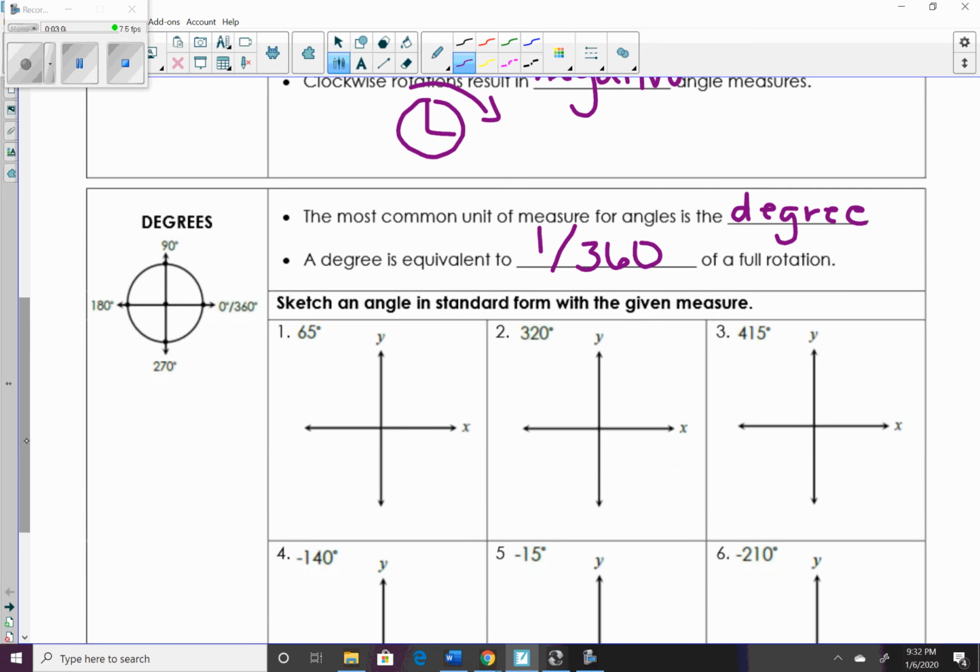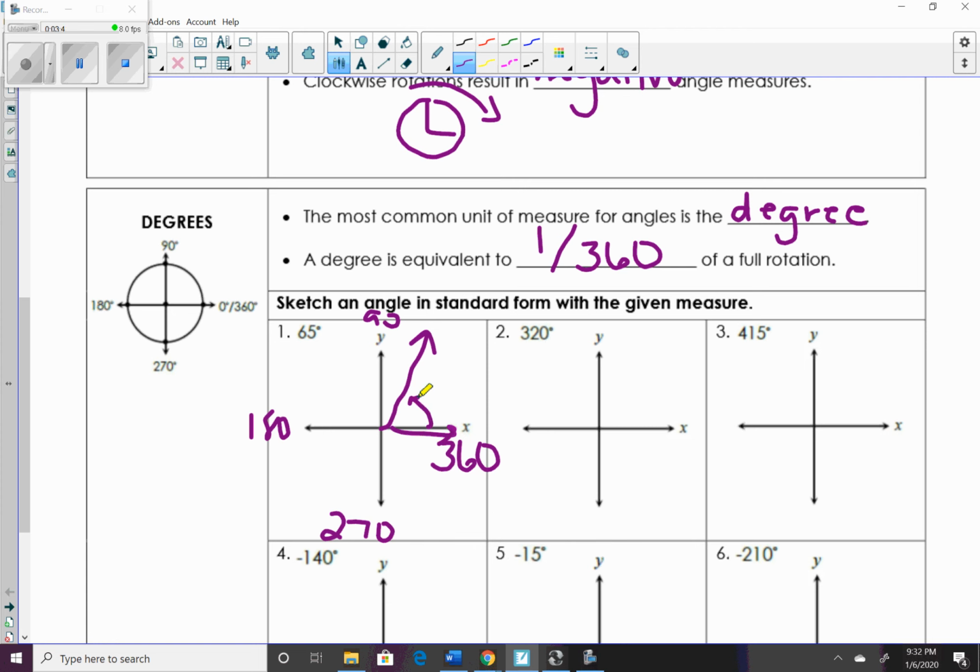Okay, so we're going to sketch each of these. And we know when we go in a positive direction that this is 90 degrees up here, 180 over here, 270, and 360. So when I'm looking at 65 degrees, I have not made it to 90. I'm a little bit more than halfway there, but I haven't made it yet. So I'm going to go ahead and sketch that in, and that's what my angle will look like.